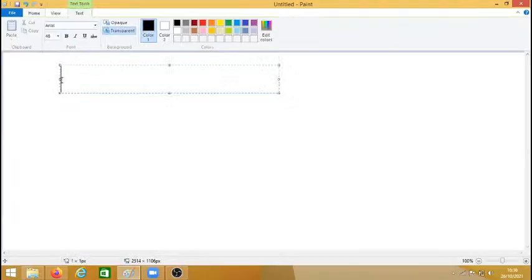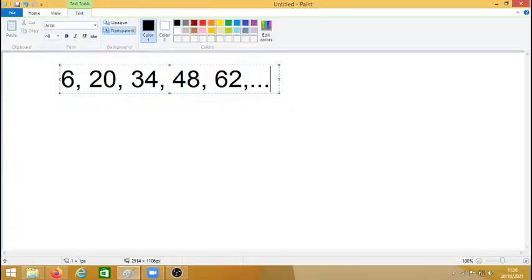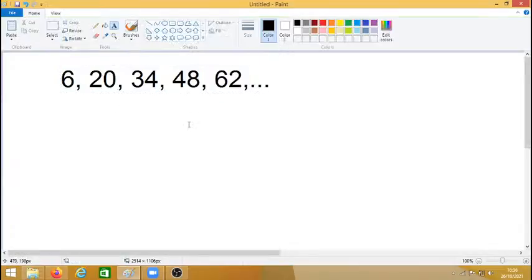So today you are just taking a sequence of numbers. It's a simple sequence. The numbers are just going up by a certain amount or going down by a certain amount. So the first one is 6, 20, 34, 48, 62, and so on. And you have to work out the nth term.